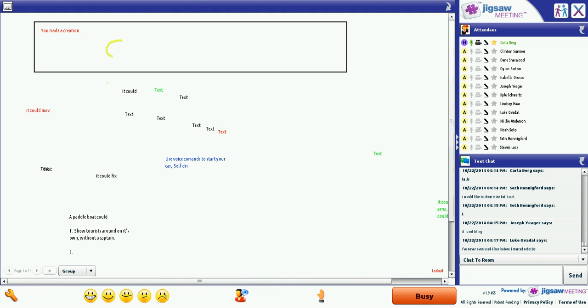Okay, and it would be great if you could also tell me what your creation was. So like whoever's writing on the bottom left here is writing a paddle boat. Tell me what you made.